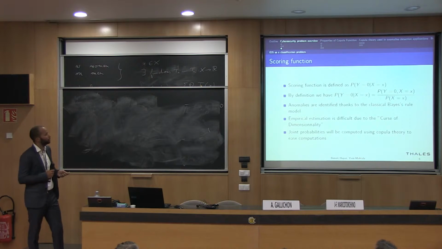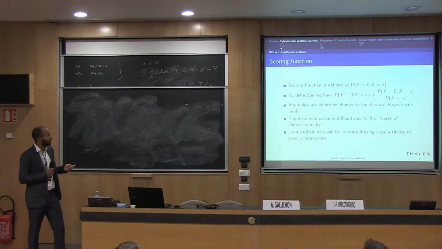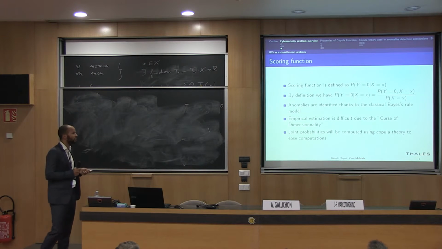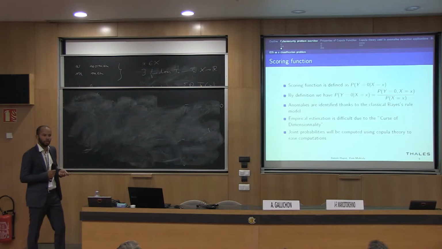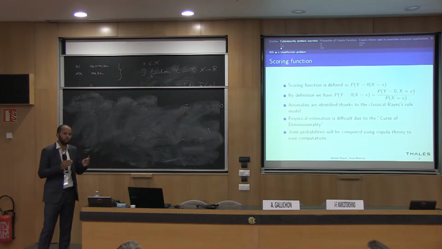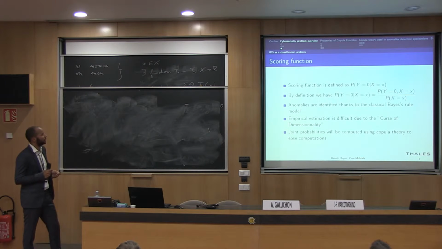When you want to estimate using kernel density estimation, for example, it is known that in very high dimension, you will suffer the curse of dimensionality. So basically what we did is to split the problem using copula theory. So what we do is basically estimate the density for each marginal, and then group all the marginal densities using a copula in order to reconstruct the joint density. And we will see that it's very efficient from the computational point of view, but also from a statistical point of view.